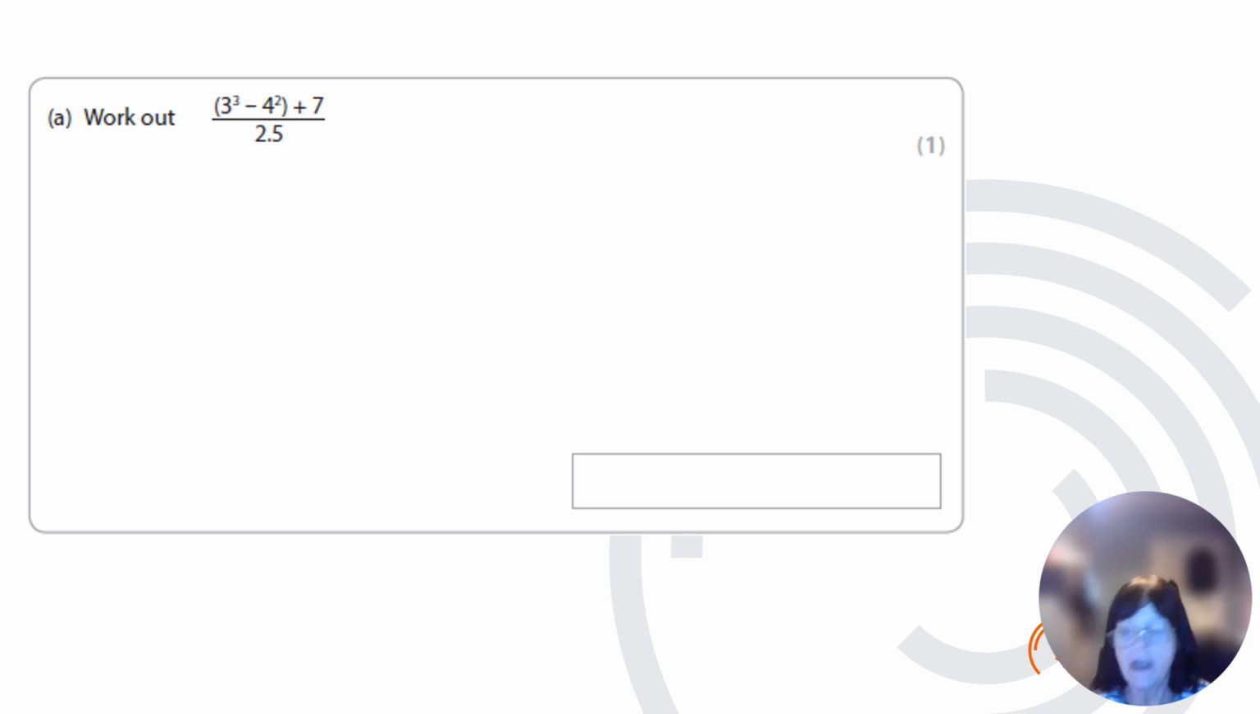So let's have a look at another one then. A typical BIDMAS question. I will give you a clue on this one. You need to solve the top part of the fraction before you then move on and divide by the bottom part of the fraction. So pause the video, have a little go, and we'll look at it together when you've come back with an answer.